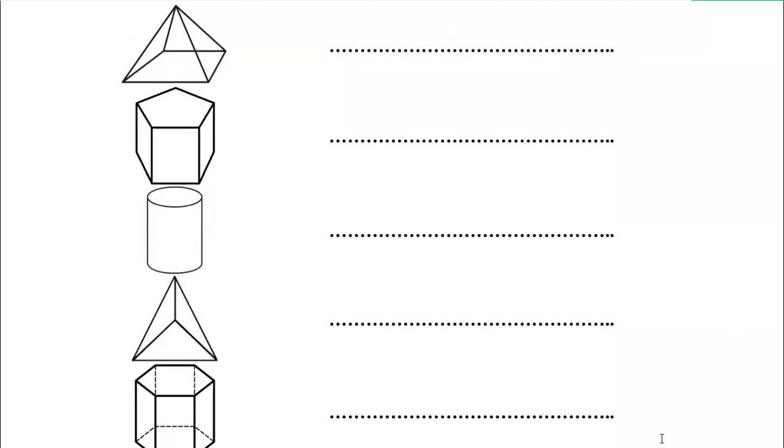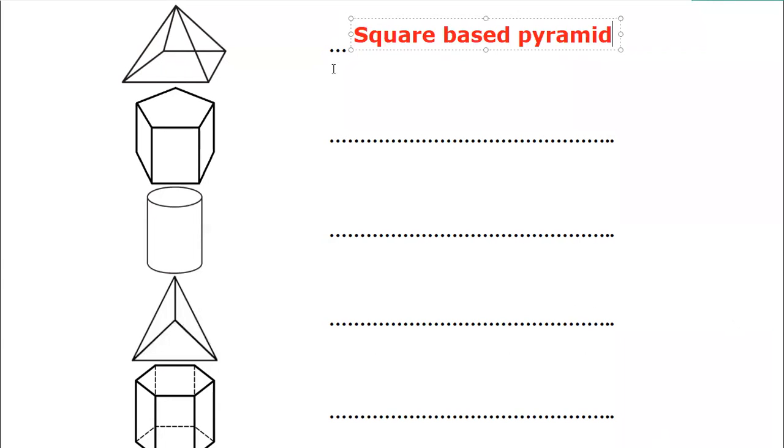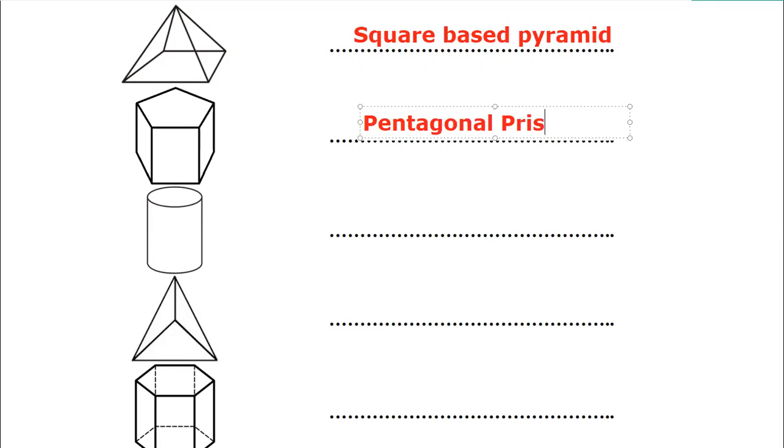Moving to the next shape, I can see its base is a square, so it's a square-based pyramid. And if you look at the next one, I can see it's a prism. What type of prism is it? It is a pentagonal prism. And the next one is a cylinder.